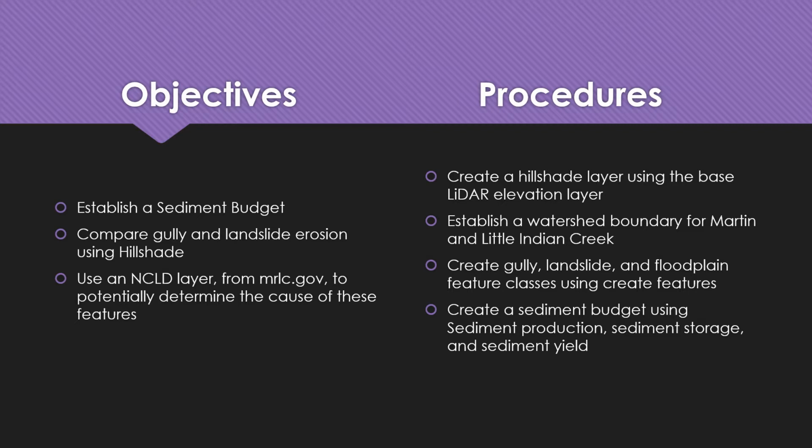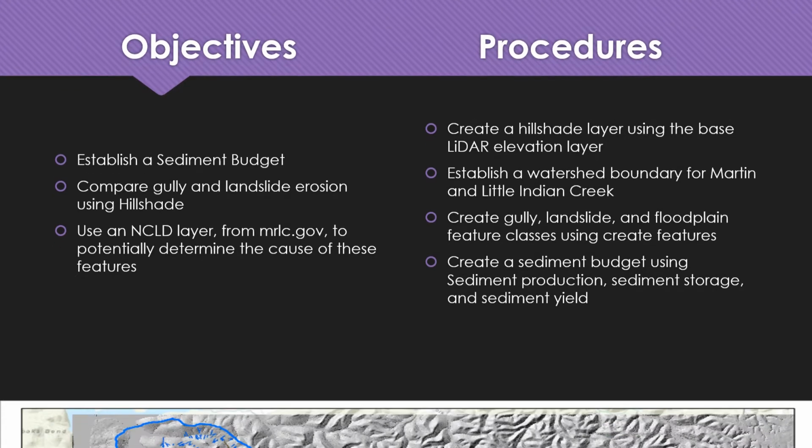The Martin Creek and Little Indian Creek watersheds were picked due to their shared boundary, and the watershed boundary was created using the watershed tool. The hillshade tool was used to create the hillshades for each watershed using the LiDAR elevation. These hillshades acted as the base layer for creating the feature classes for landslides, floodplains, and gullies. A sediment budget was then created using the landslides and gullies for sediment production and floodplains for sediment storage.